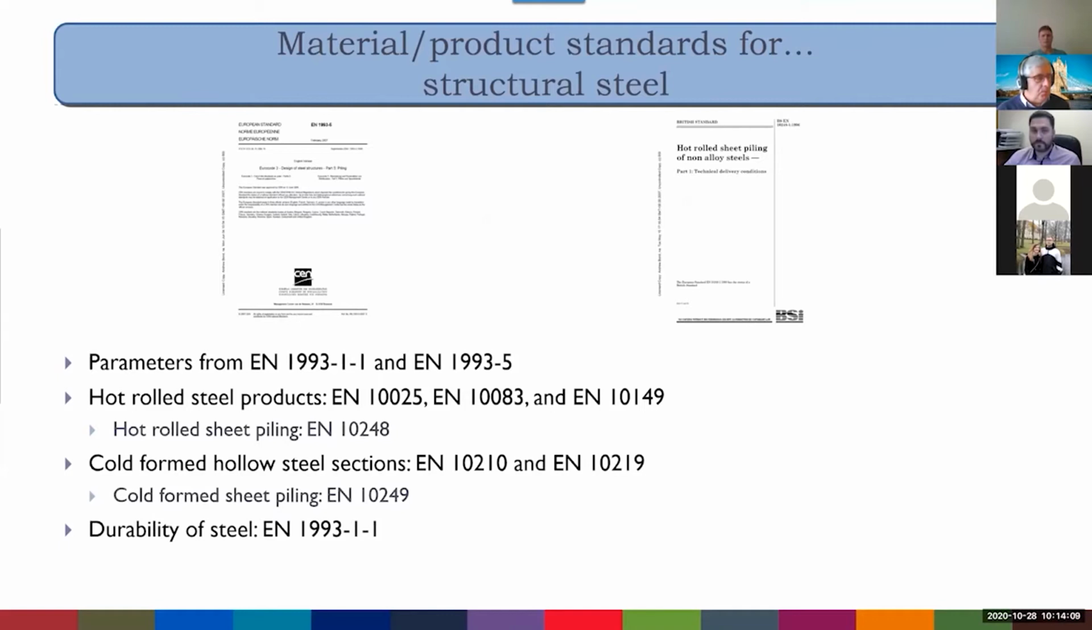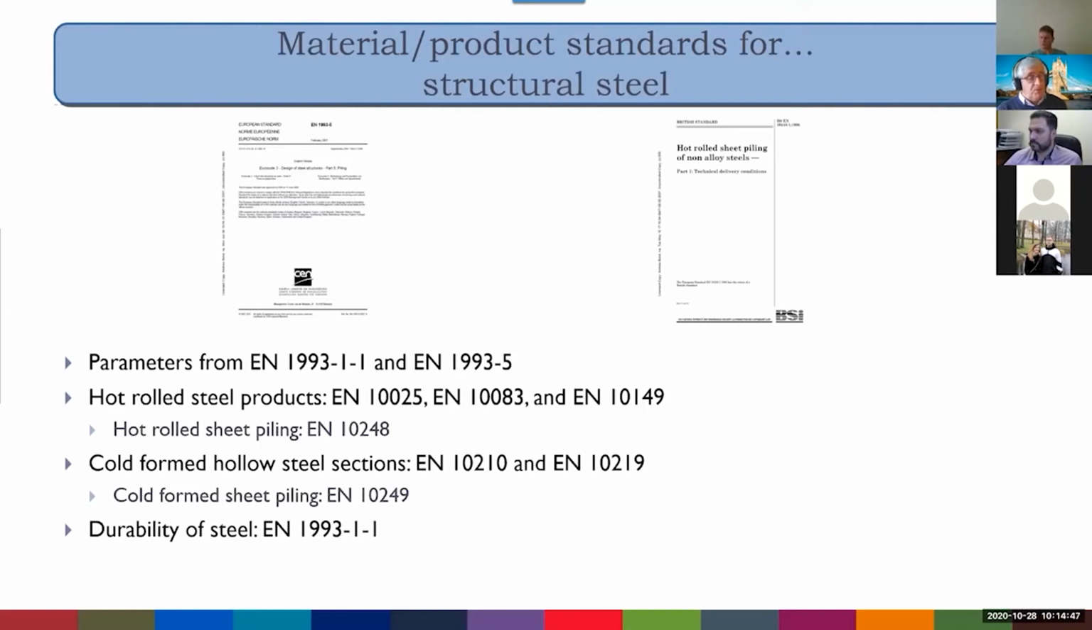And for that, fortunately, we can often refer to Eurocode 3, particularly Eurocode 3 Part 5, which deals with steel piling. That's the document shown top left. That gives a lot of the design parameters for structural steel, including sheet piling, but the actual material properties come from separate product standards, such as EN 10025, 10083, 10149. They're all dealing with different types of hot rolled products.